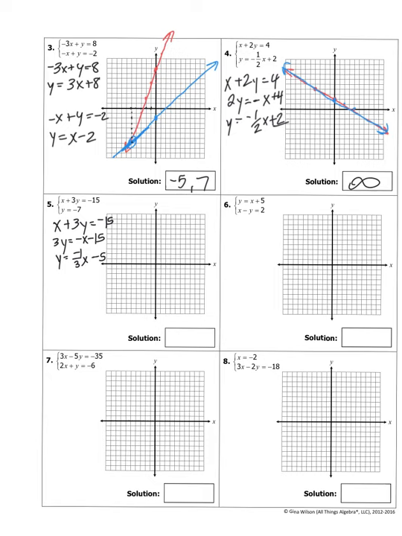All right, so the y-intercept is at -5. Okay, and we're going to go down 1, right 3. Down 1, right 3. Up 1, left 3. Up 1, left 3. All right, there's my line. Connect the dots.